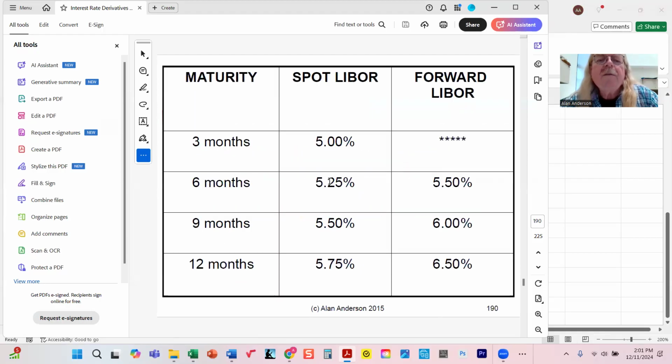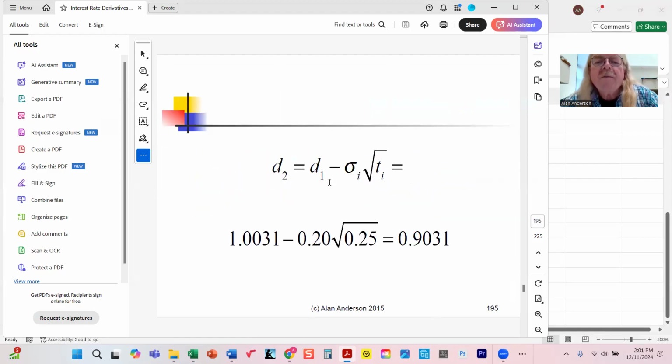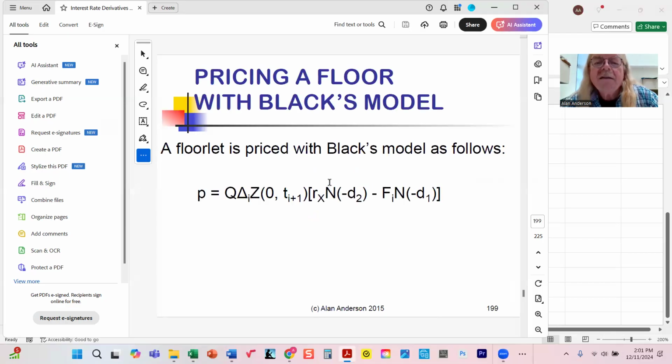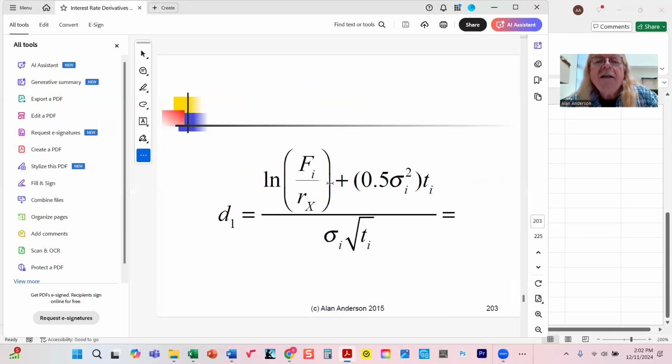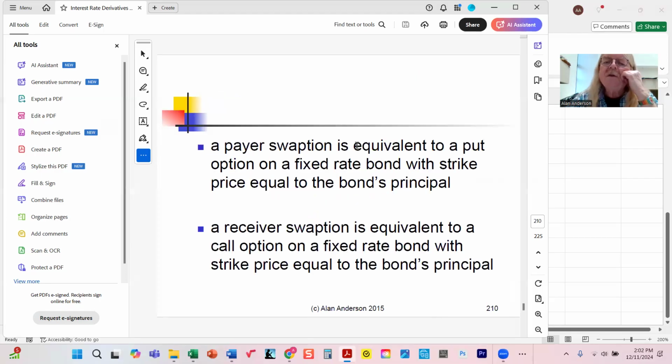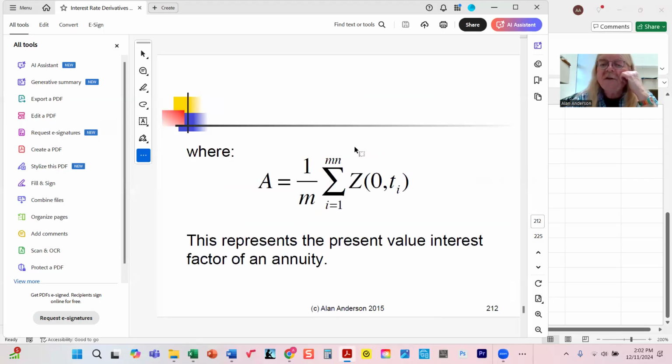you'll see that it would be a very simple matter to adapt this for floors. And then collars are easy because you just have a portfolio where you're buying one and selling the other. The swaptions are a little bit trickier because of the repeated cash flows. So we sadly won't have time to go over that today.